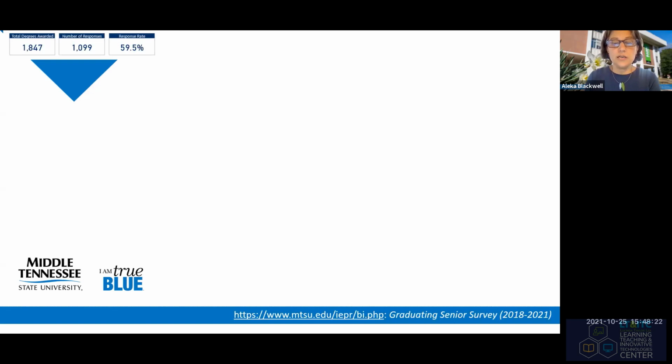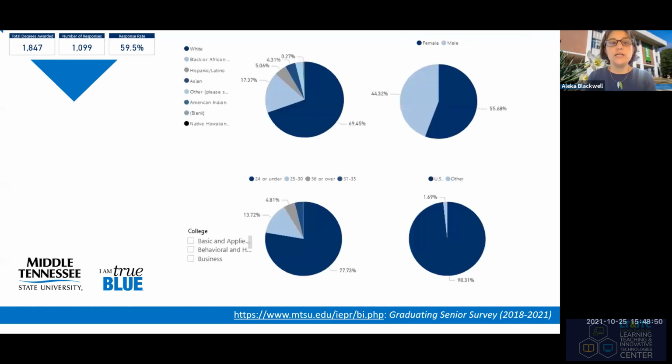Then what I have here is information from the graduating senior survey. When students are graduating, they complete a survey that includes demographic information. And this is from 2018-19 through 2021. So almost 2,000 degrees awarded, 1,000 responses, so a 60% response rate. And you can go to this website, we all can go into that website and look at all the institutional research data that's available for us to access.